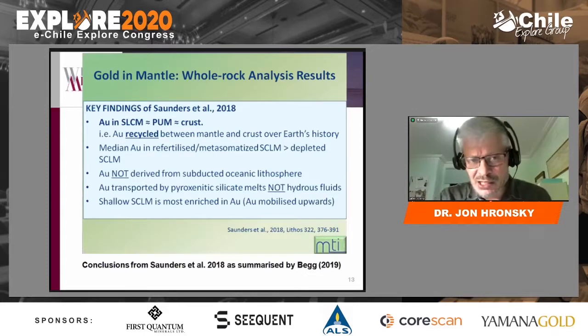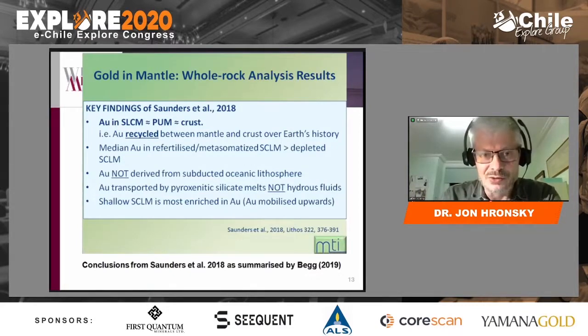What we do see is that the median gold contents in refertilized or metasomatized upper mantle are significantly greater than depleted upper mantle, consistent with our model. We don't see any evidence that gold coming into deposits is derived from subducted oceanic lithosphere. We say gold's recycled. The main agency of that recycling seems to be mafic melts, pyroxenitic silicate melts, not hydrous fluids, as has been suggested by some authors. And the shallow lithospheric mantle seems to be the most enriched in gold.